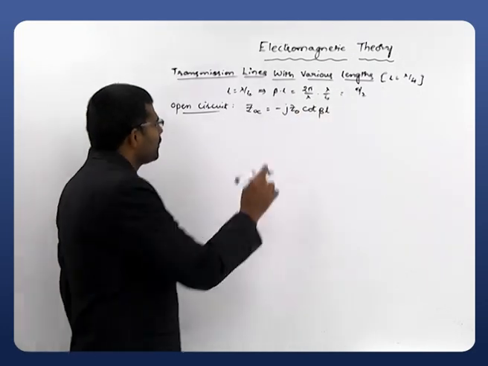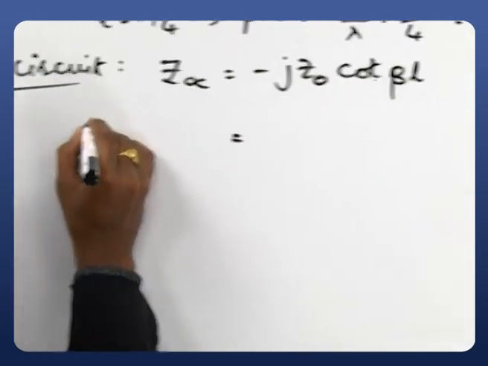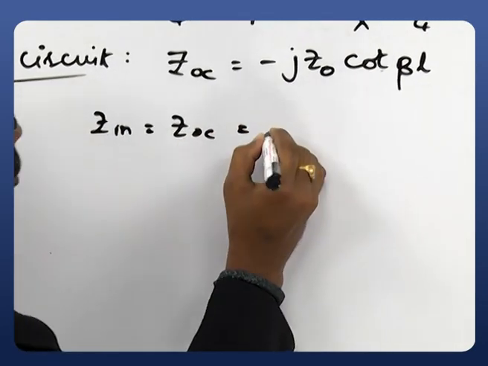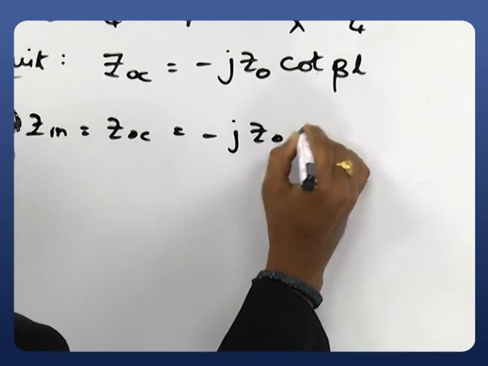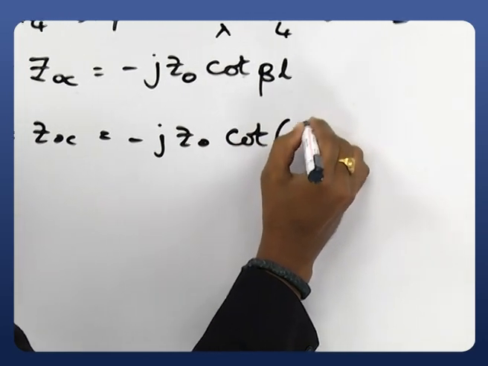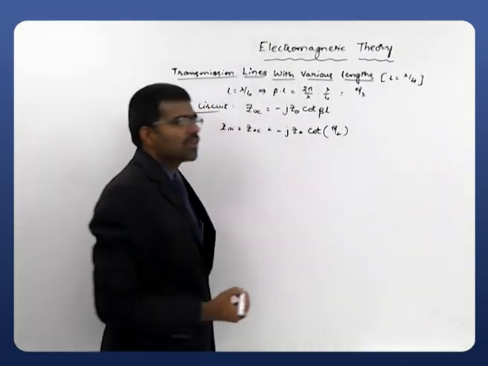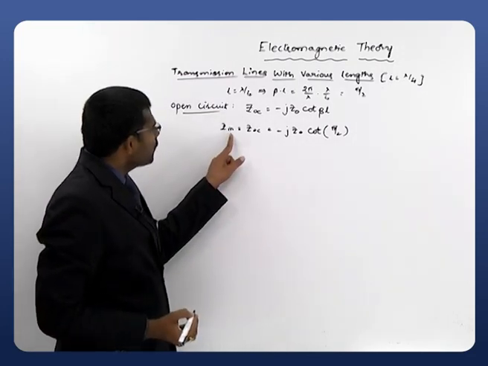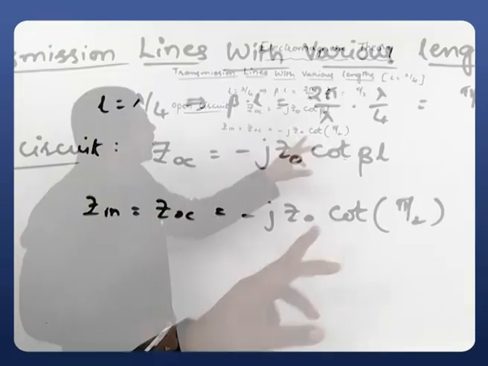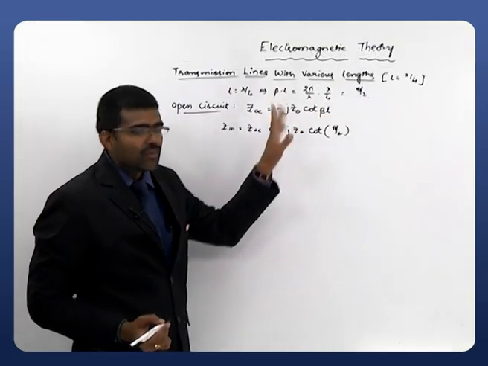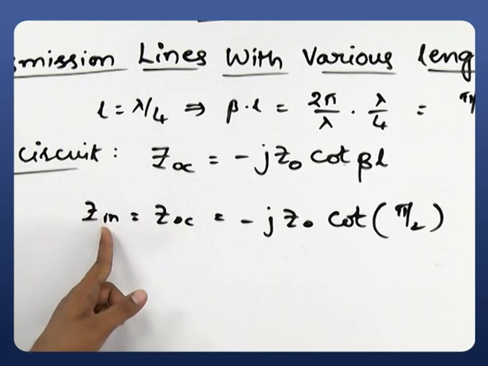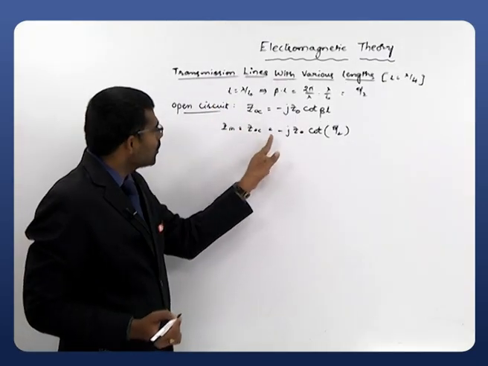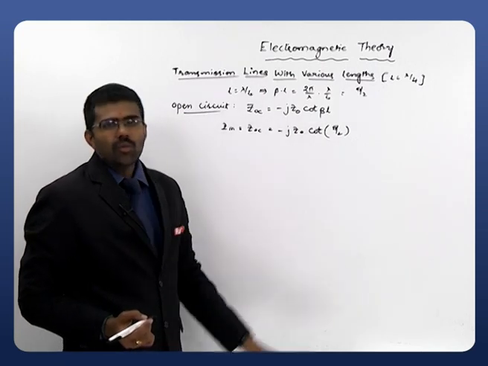Now observe here. The input impedance of our transmission line Zin is equal to, here it is ZOC, open circuit line, which is equal to minus jZ0 cot pi by 2. That's what we have. Now clearly observe the input impedance of a lambda by 4 line, not exactly pi by 4, it's a pi by 2 line or lambda by 4 line, right? So the input impedance of a lambda by 4 line when it is open circuited is equal to minus jZ0 cot pi by 2.